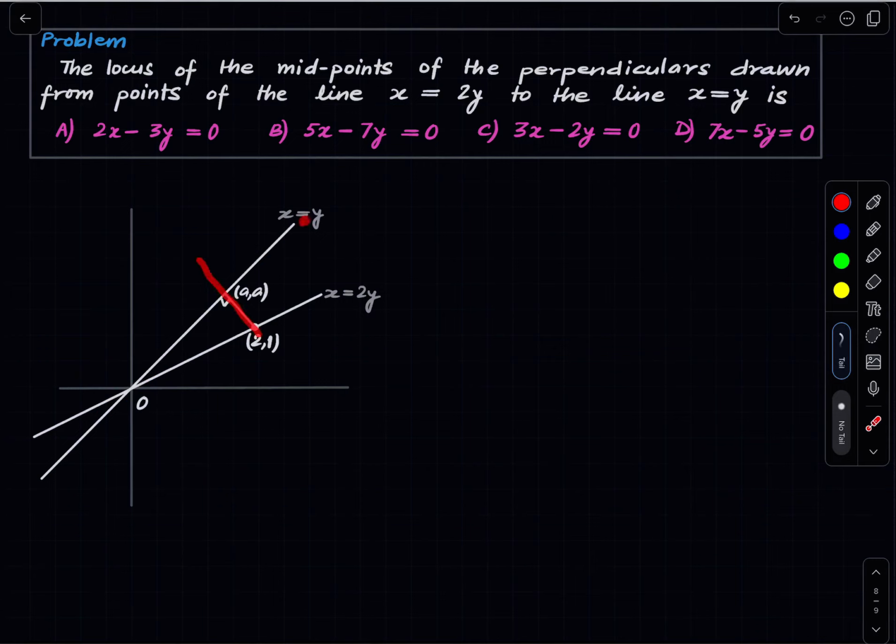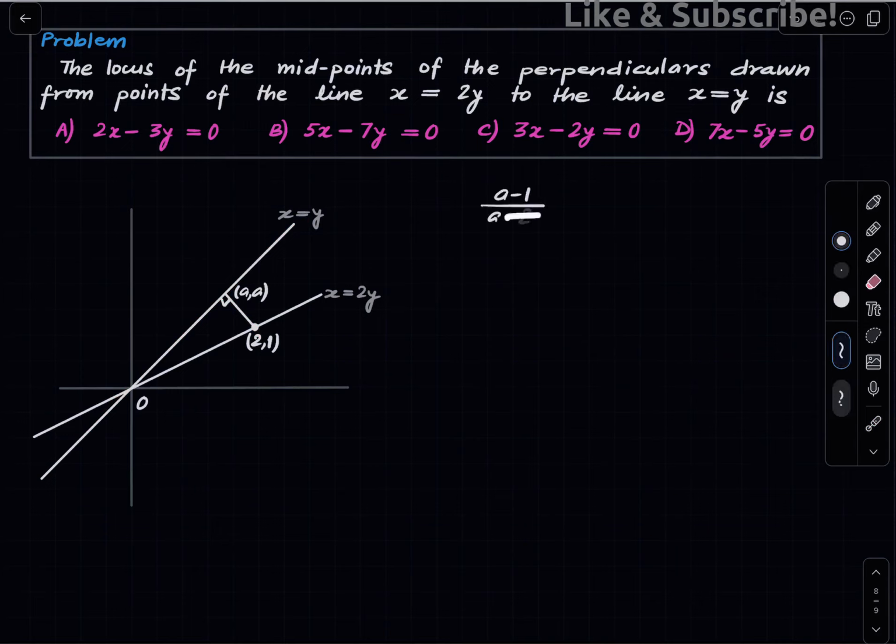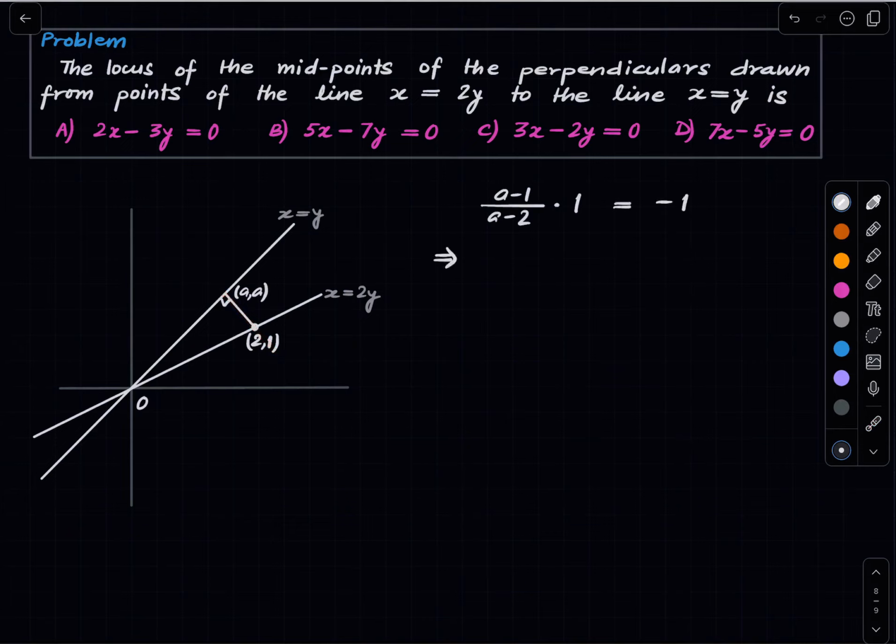And we can now use the fact that this slope times that slope is -1, because the product of slopes of two perpendicular lines is -1. So, okay, let's do that. We get a minus 1 divided by a minus 2, which is the slope of this line, times the slope of the line x equals y, which is 1. This is equal to -1, so we get a minus 1 equals this number, which gives us 2a equals 3, and therefore a is 3 by 2.